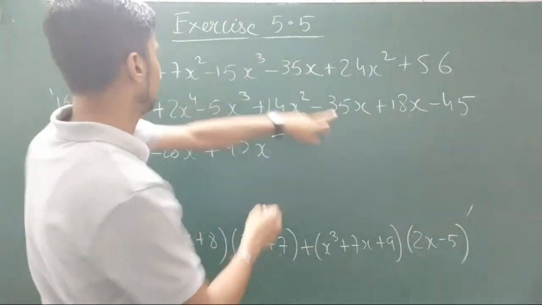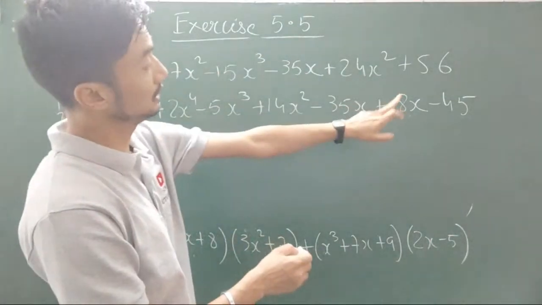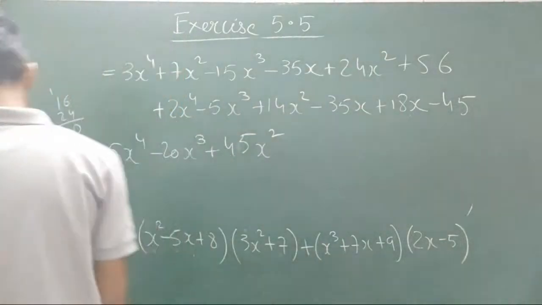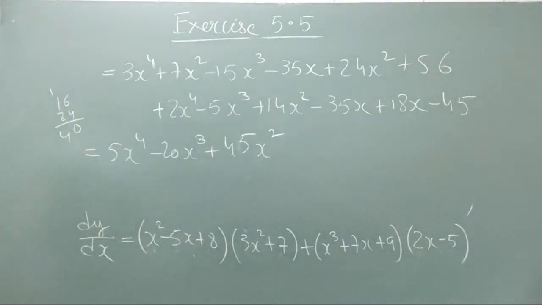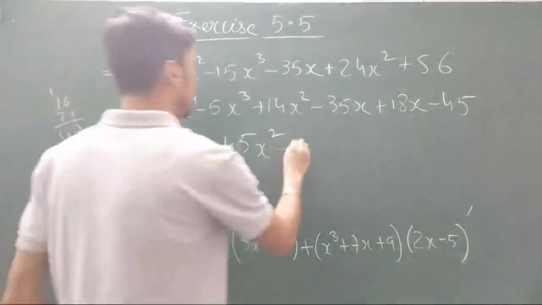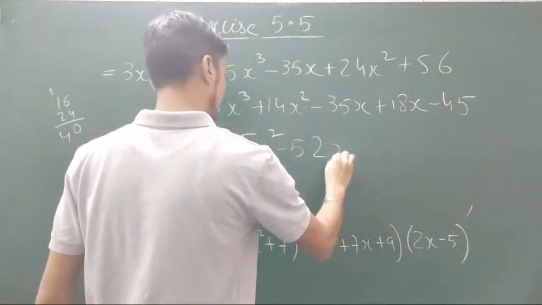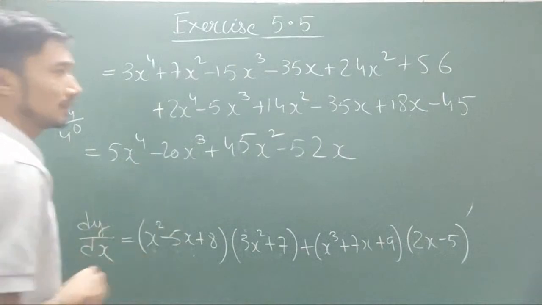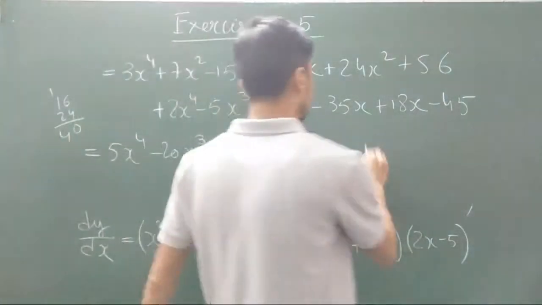X 35, 35, 70, 88. No, 70 minus 18. So check that out. 70 minus 18. 52, 62, I think minus 52. 52x, and the constant values you can check. 56, 45, 55 plus 11.